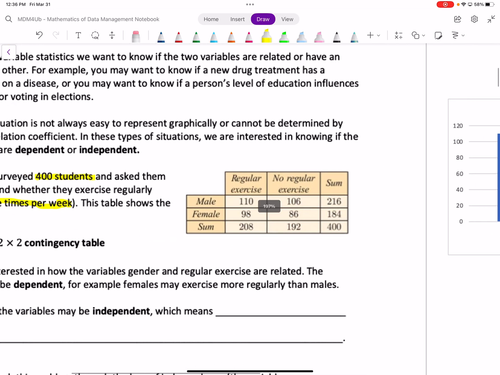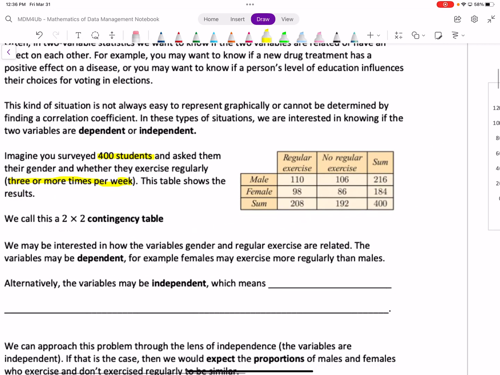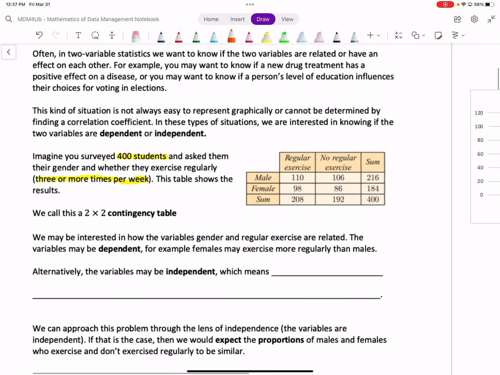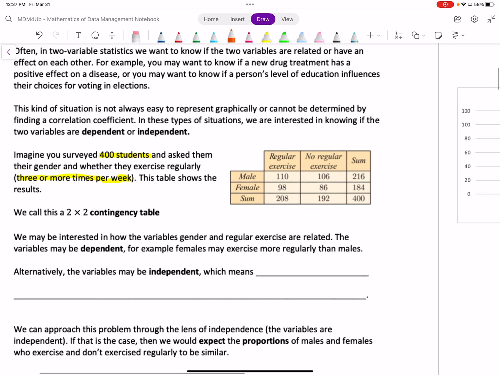And that's for a couple reasons. Any thoughts on why? I can't really tell. Do males exercise more than females or vice versa? What might be a reason why it's not obvious if you look at those numbers? Leah? Not a percentage? Yeah, it's not a percentage. We don't have percentages here.